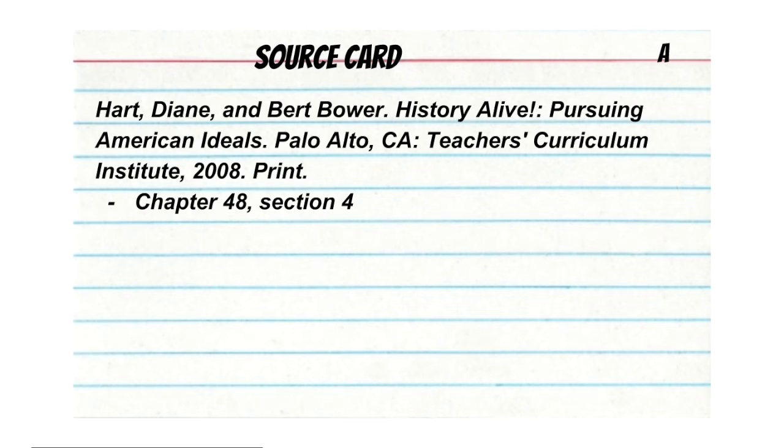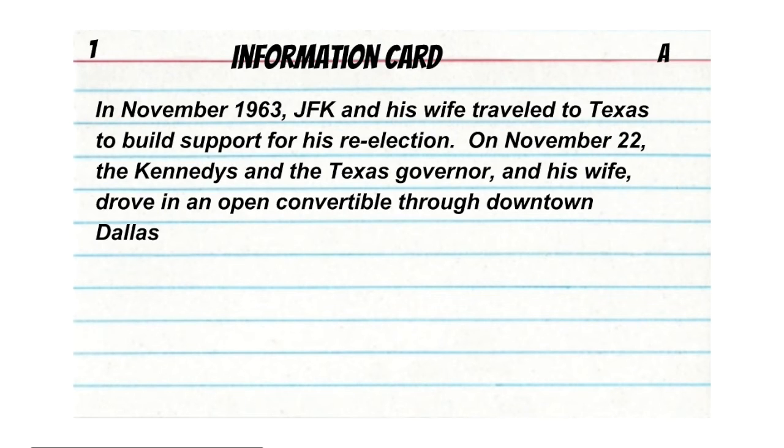So I've identified that on my source card so that I know where to go back and get information if I need more. When I'm ready to start pulling information out of the textbook, I now switch to an information card. Notice at the top corner, my information card is labeled with a number 1 to identify that this is the first card from my source A. I can have any number of cards from source A, depending on how much information I wish to take out of this source.